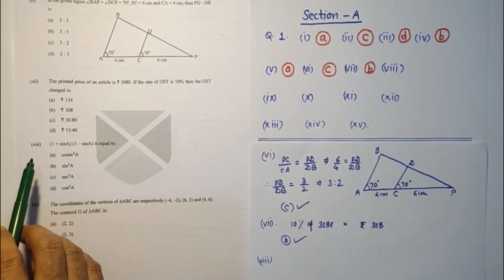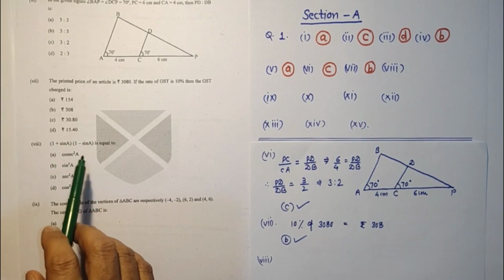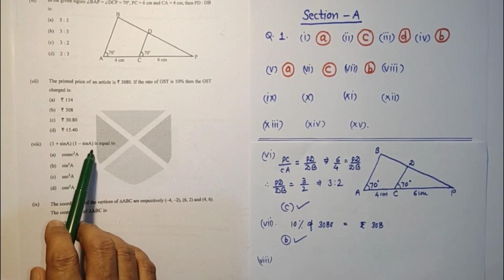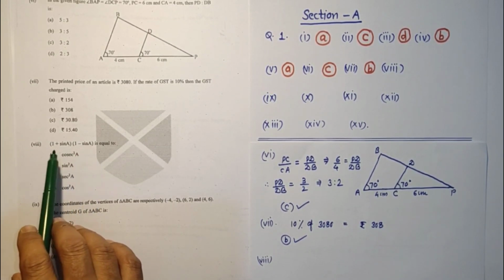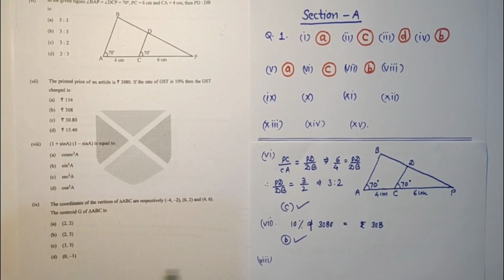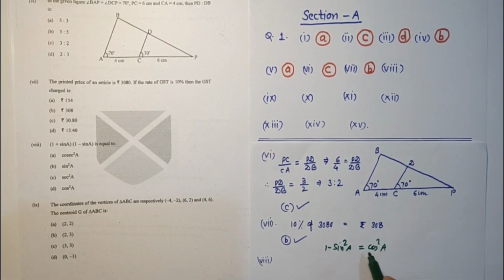In this 8th subpart, (1 plus sin A) into (1 minus sin A) will be of the type (a plus b) into (a minus b), so a square minus b square. So it will be 1 square minus sin square A, that is 1 minus sin square A. 1 minus sin square is cos square, by the identity sin square plus cos square is 1. That is equal to cos square A. And hence, this option D is correct.